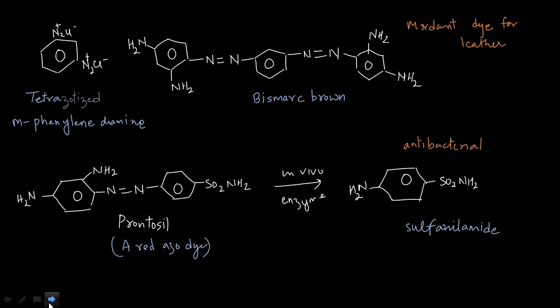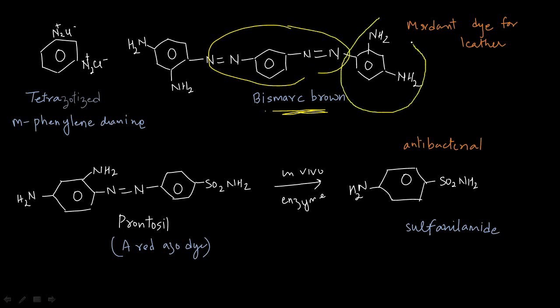Now what we have next is Bismarck brown. This is tetraazotized m-phenylene diamine, and using this we can form this Bismarck brown. And this is diamino, 1,3-diamino benzene.